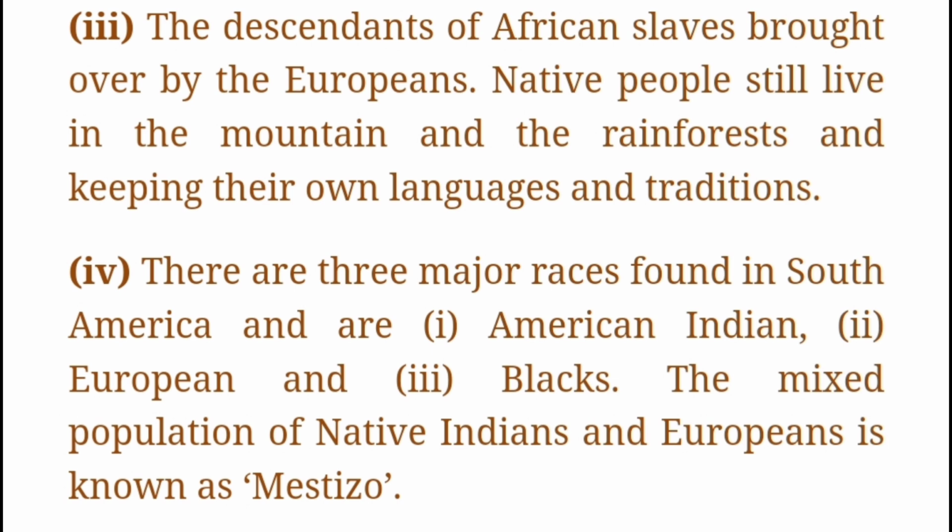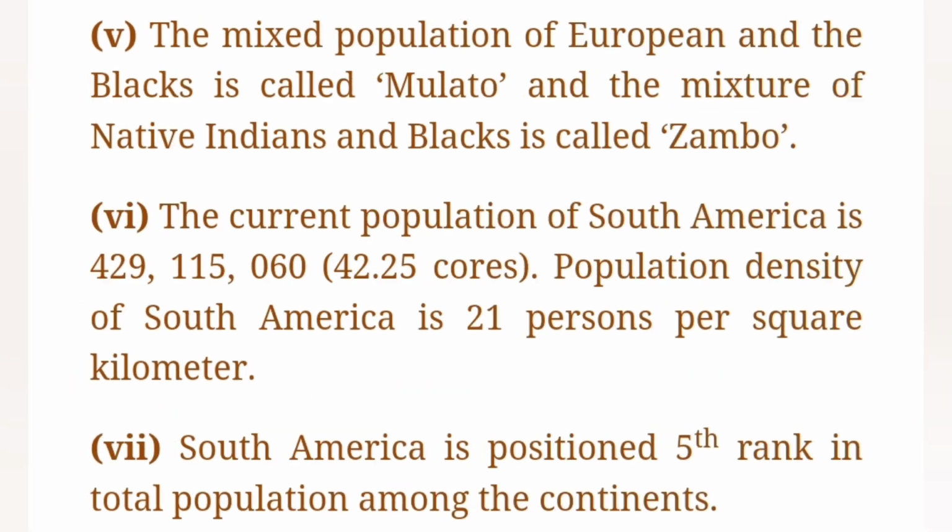The native people still live in the mountains and the rainforest, keeping their own languages and traditions. Then fourth point, there are three major races found in South America: first, American Indian, second, European, and third, blacks. The mixed population of native Indians and Europeans is known as mestizo.